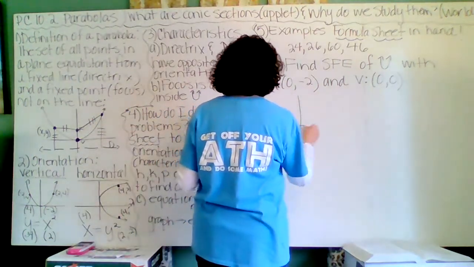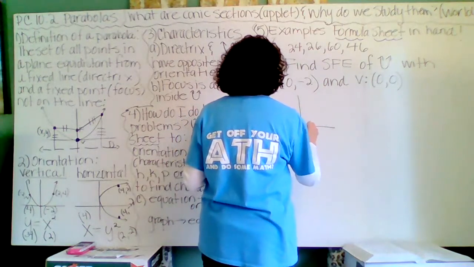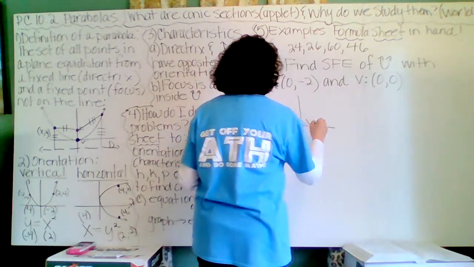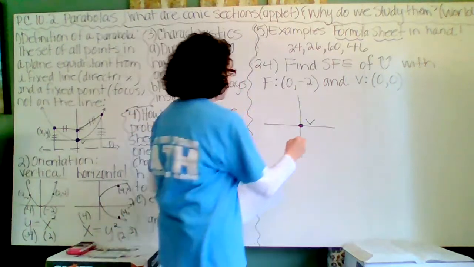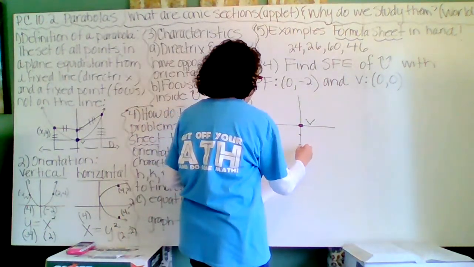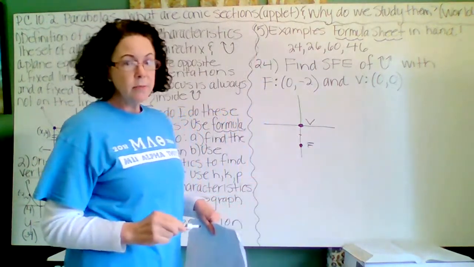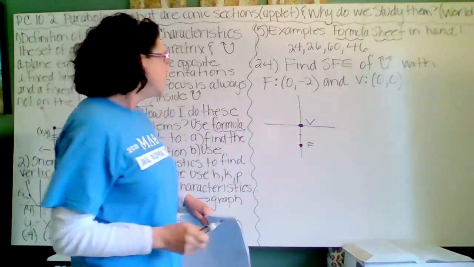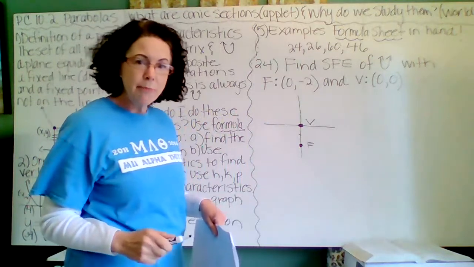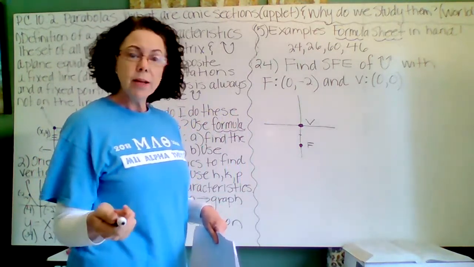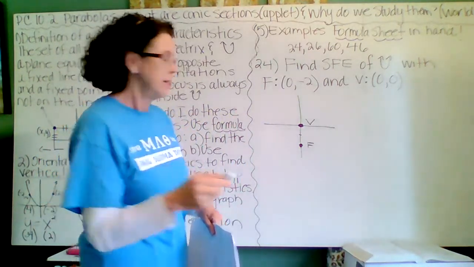So the vertex is at 0, 0, right? I label that with a V. And the focus is at 0, -2. Just because of what I see now, I do know that this parabola opens downward because the focus is always inside of the parabola.